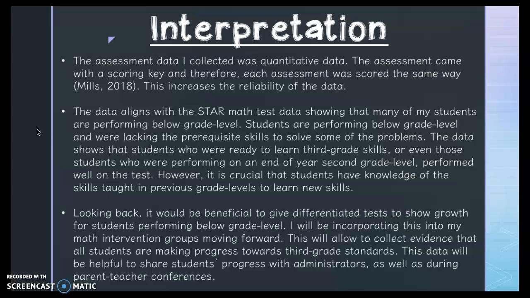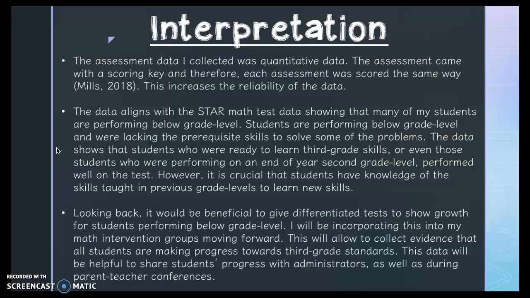For instance, students are adding and subtracting multi-digit problems, but many of my students were still struggling with strategies to solve simple addition problems such as 6 plus 5. And we had to spend a lot of time using those strategies just to get a sum for that, let alone the regrouping, adding multiple place values together. So going over simple addition, subtraction, place value, skip counting to introduce rounding. It was a lot of prerequisite skills, and my students had no idea how to even start solving some of these problems. And so it's crucial that students have the knowledge of the skills taught in previous grade levels to learn new skills.